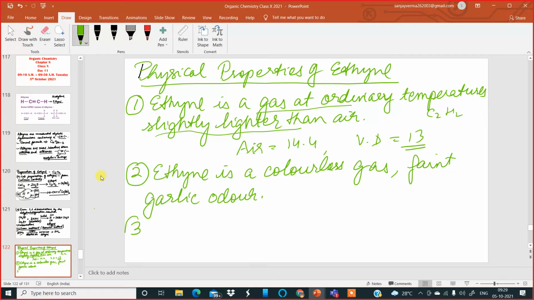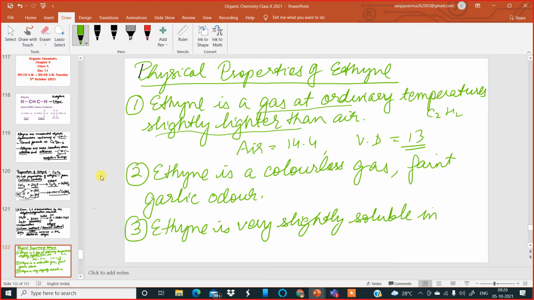Then moving to the third physical property of ethyne, with respect to solubility. Remember that it is very slightly soluble in water. So I'm writing it down. Ethyne is very slightly soluble in water, but it is readily soluble in organic solvents like acetone.